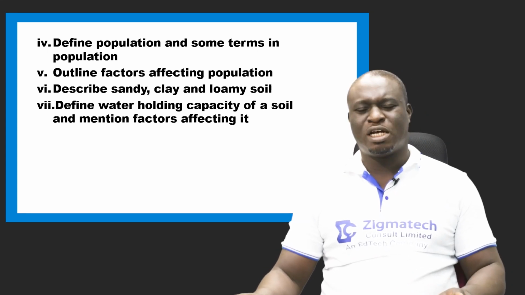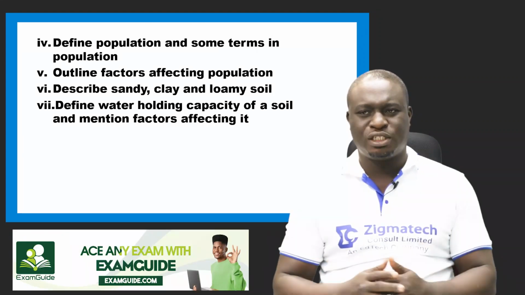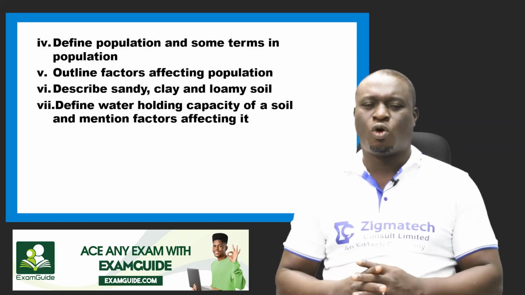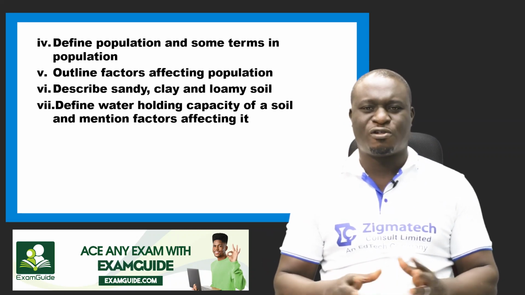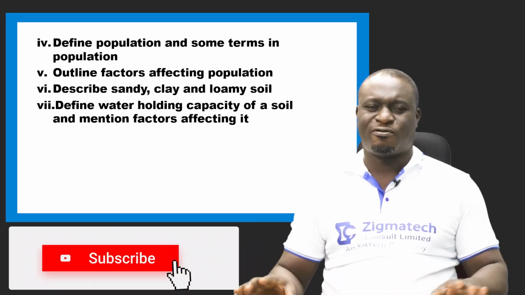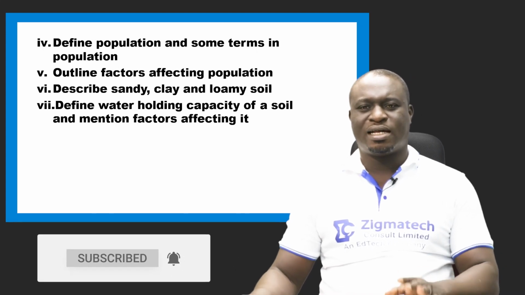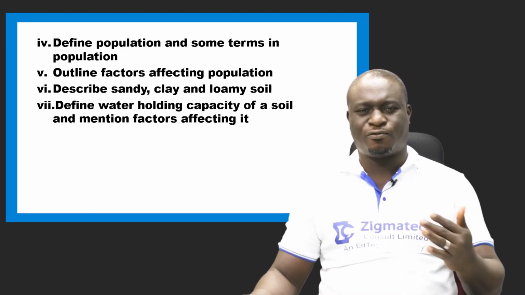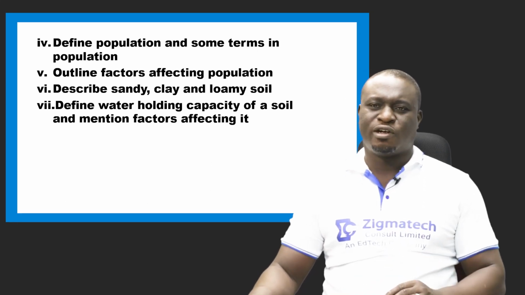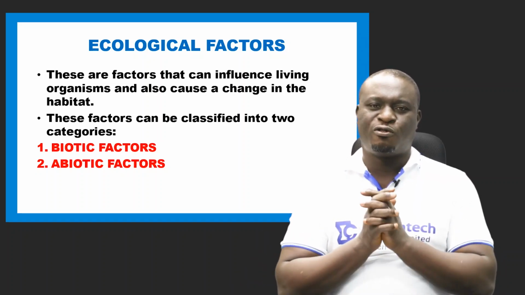And number 6, you should be able to describe sandy soil, clay soil, and loamy soil. And then finally, you should be able to define what we call water holding capacity of different soil types, and also be able to mention the factors that affect water holding capacity of a soil. All right. These are the areas you're expected to know, and I've told you the subtopics we're going to be looking at. Now, let's start with the first one, which has to do with ecological factors.